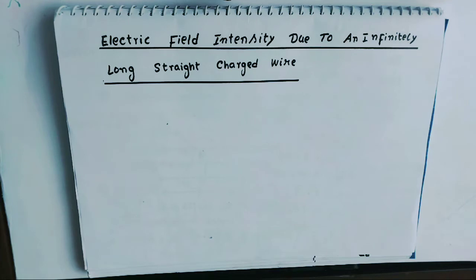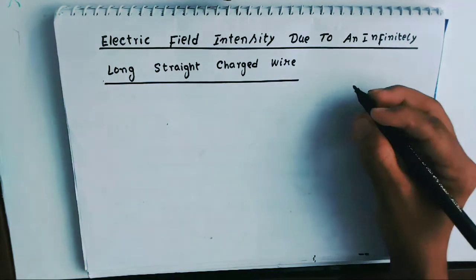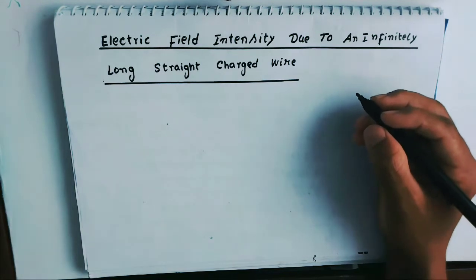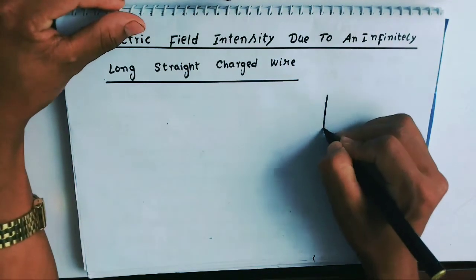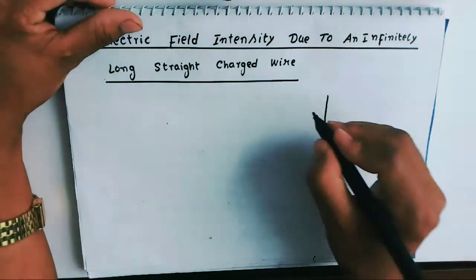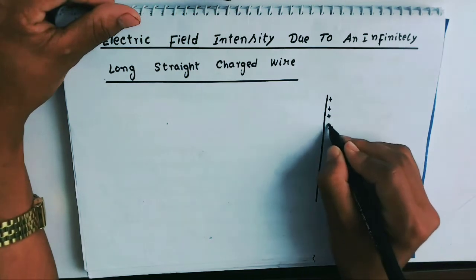The topic to be discussed is electric field intensity due to an infinitely long straight charge wire. So first of all, let us consider an infinitely long charge wire like this. Say the charge is uniformly distributed.